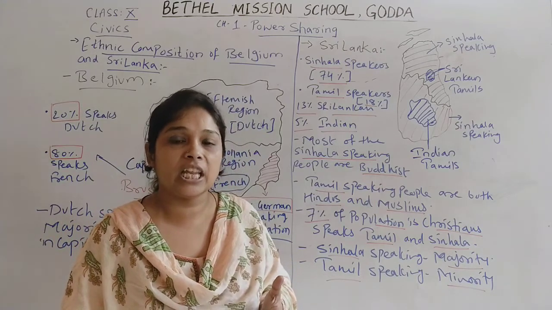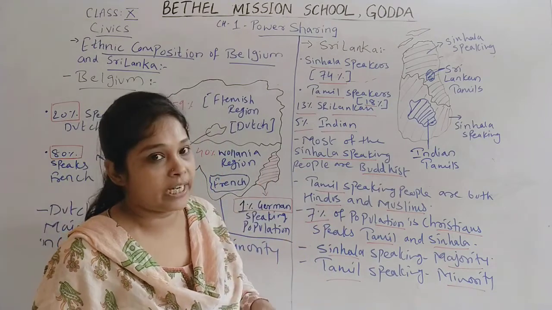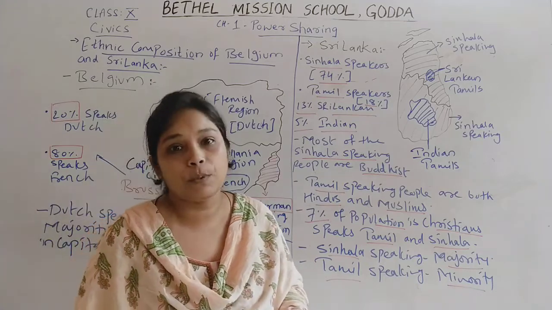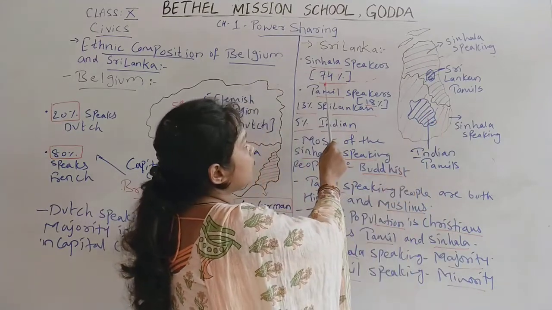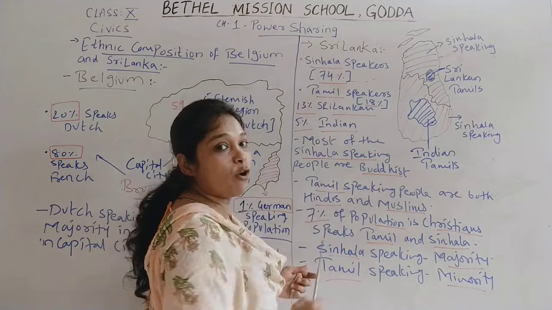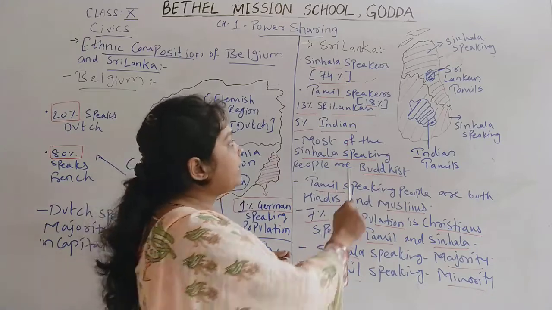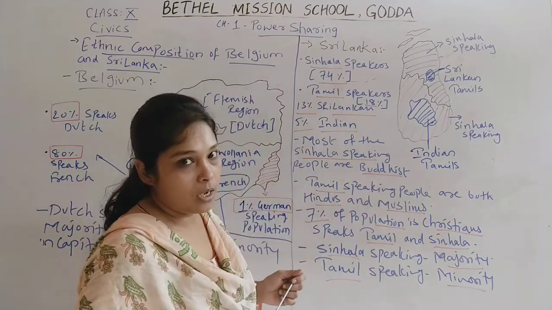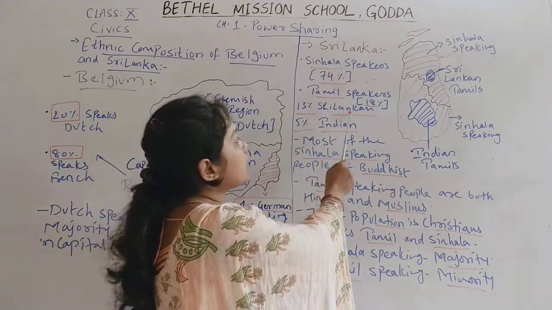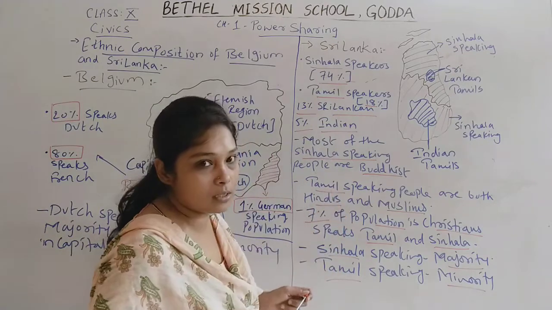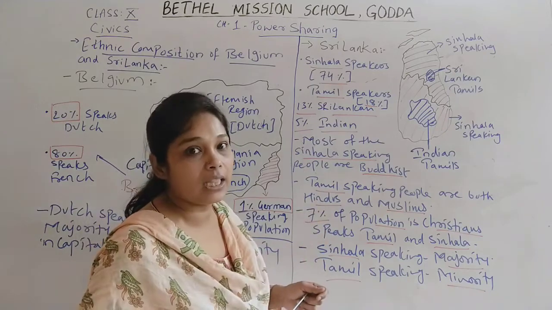Now, when we are talking about ethnic groups in Sri Lanka, there are two ethnic groups on the basis of language, that is Sinhala speaking people and Tamil speaking people. 74% of the population in Sri Lanka at that time speaks Sinhala and 18% of the population speaks Tamil. But the Tamil speakers are divided between two: Sri Lankan Tamils and Indian Tamils. 13% are Sri Lankan Tamils and 5% are Indian Tamils.